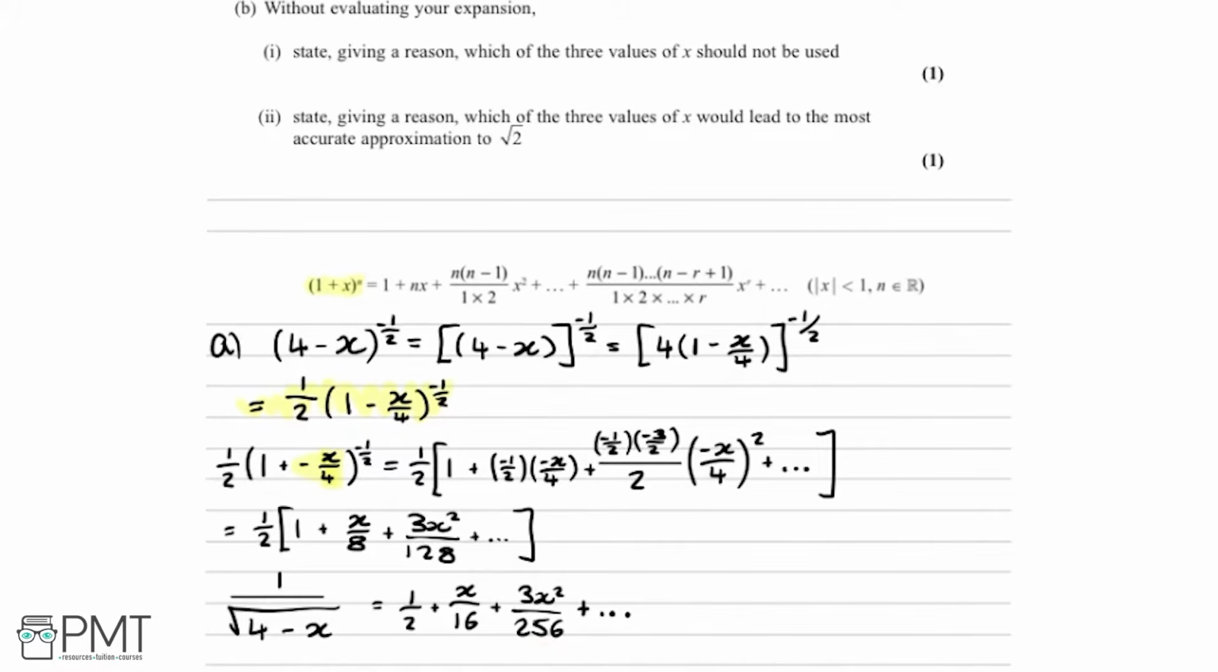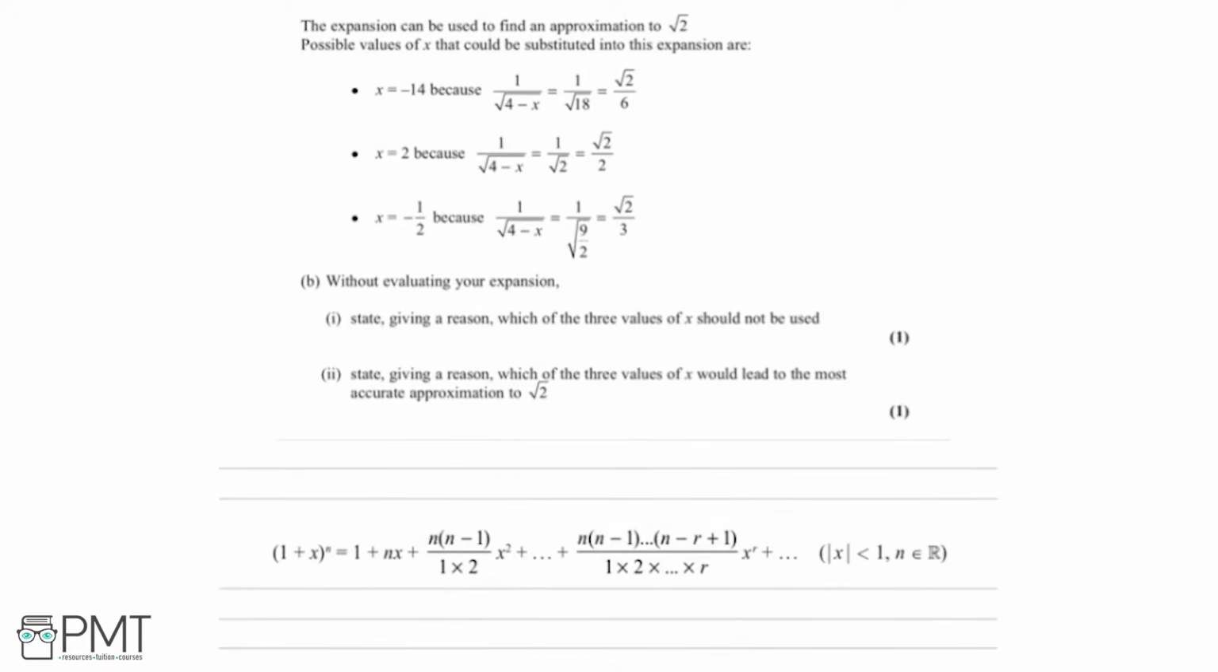So looking back in the question to see where we get the marks. We get the first mark here for carrying out the algebraic manipulation and writing 1 over the square root of 4 minus x in this form. We get the second mark for using the correct binomial expansion from the formula booklet. We get the third mark for this line, so for writing out everything in the brackets here. We get the fourth and final mark here for the correct first 3 terms in the expansion. So now I'm going to have a look at part B.